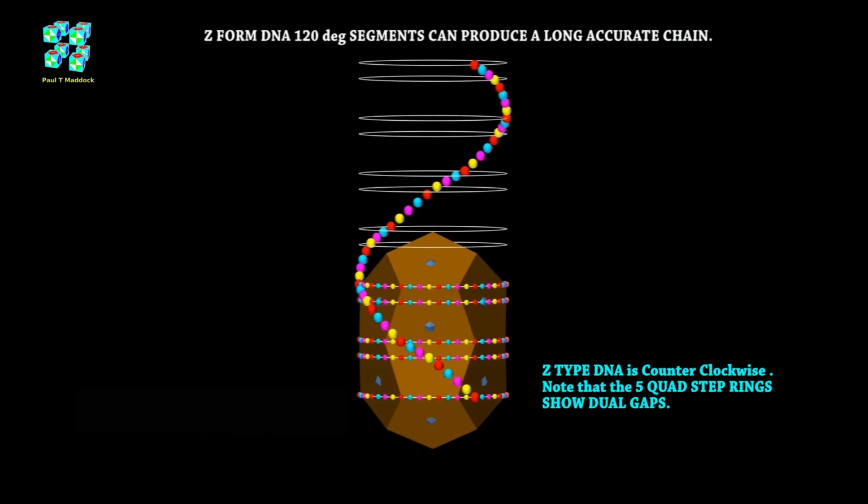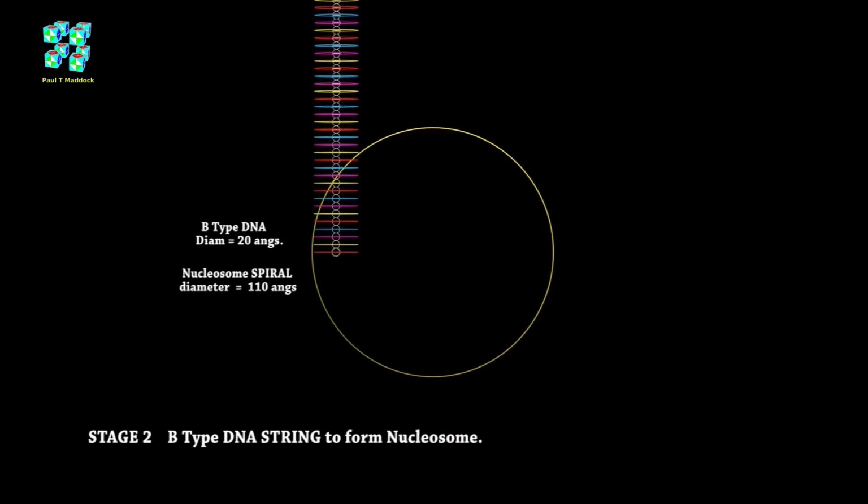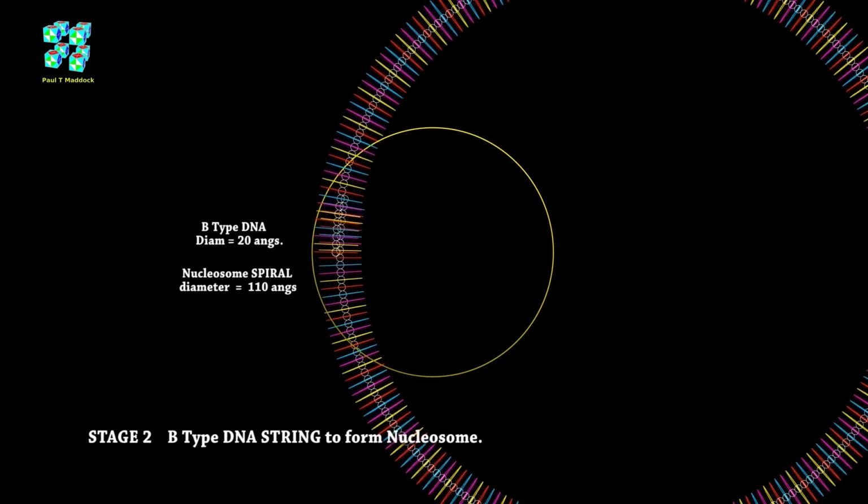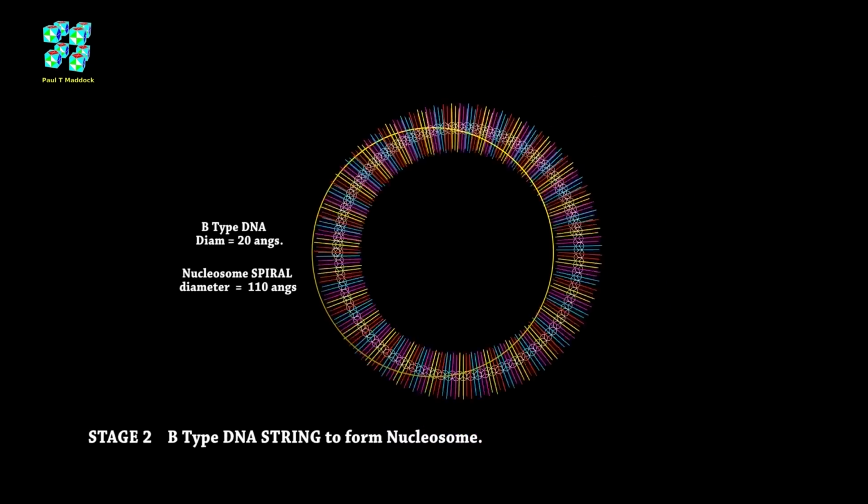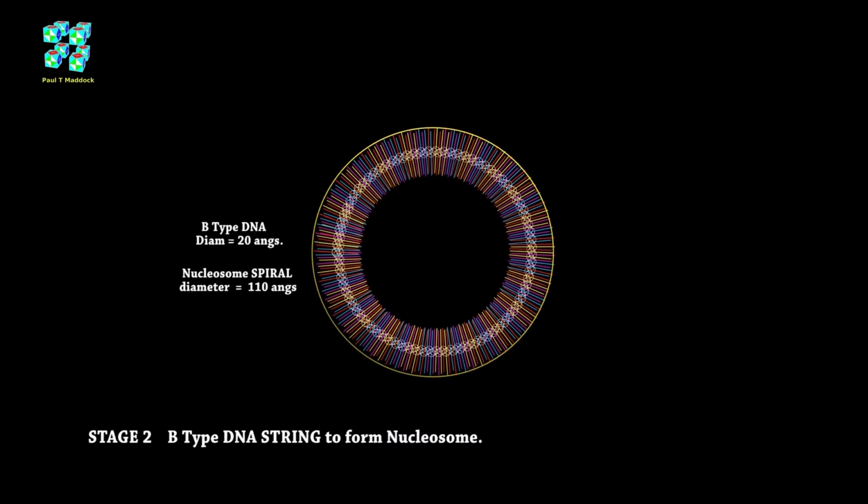I'm going to show you one more thing about the B DNA, how it turns into nucleosomes using the 5-ring system. I showed this animation a couple of years ago, but I guess it was given the cold shoulder. But what I'm showing here is 3D reality.